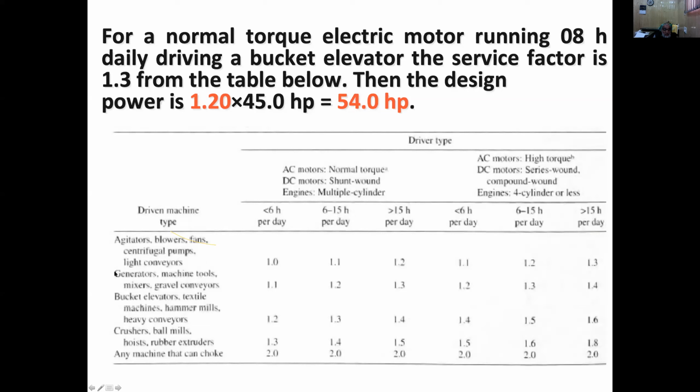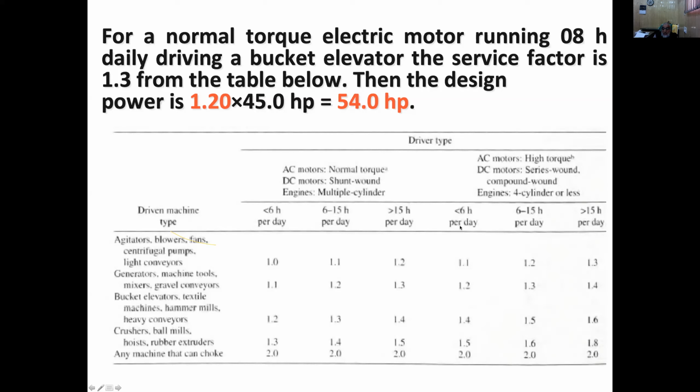So you see on the left side, if you have to drive the various machines, the first machine is agitators, blowers, fans, centrifugal pumps, light conveyors. And if the power given to it is by the AC motor, then you have to apply the factors given in this first row. Then second is generators, etc. Then third is bucket elevators and textile machines, and fourth is crushers, and the last is any machine that can torque. So in the first column, then the first row, second row, third row, fourth row, and fifth row, you are given the service factors.